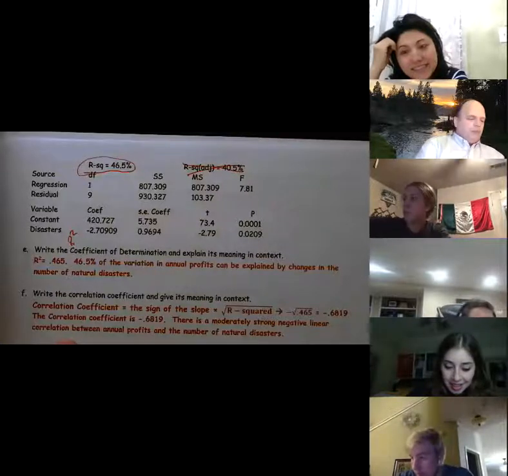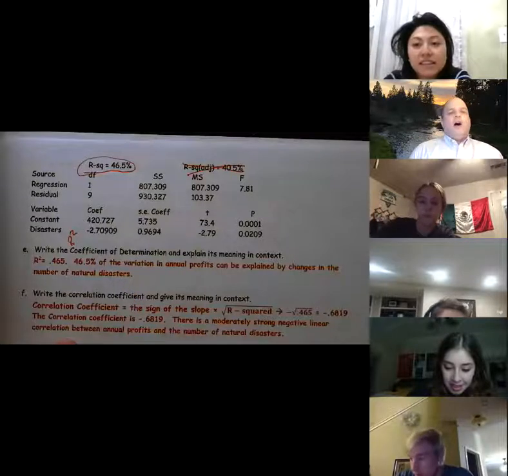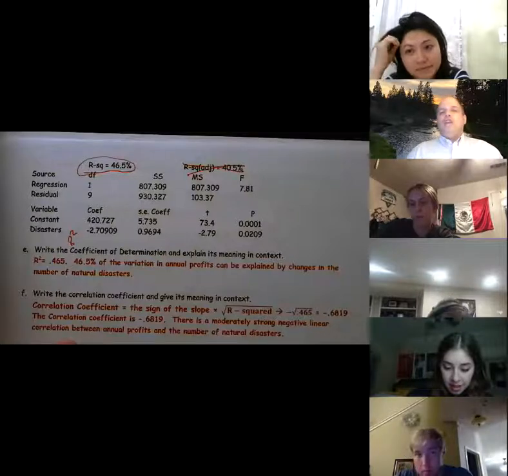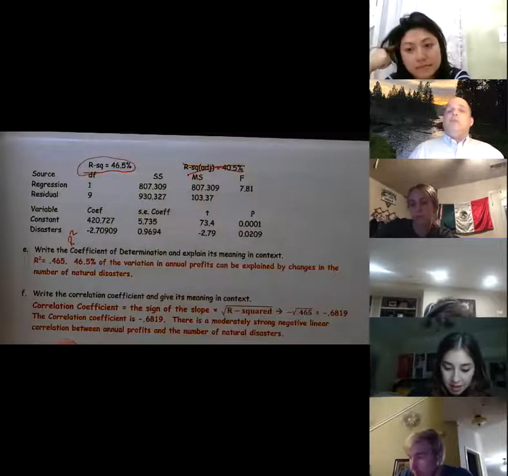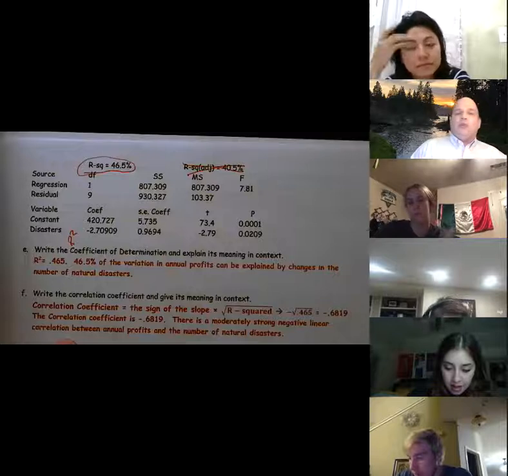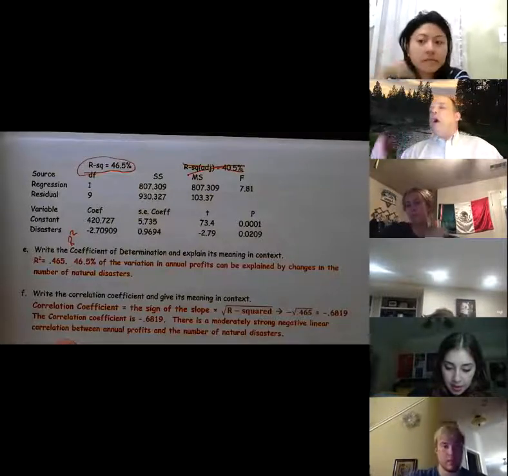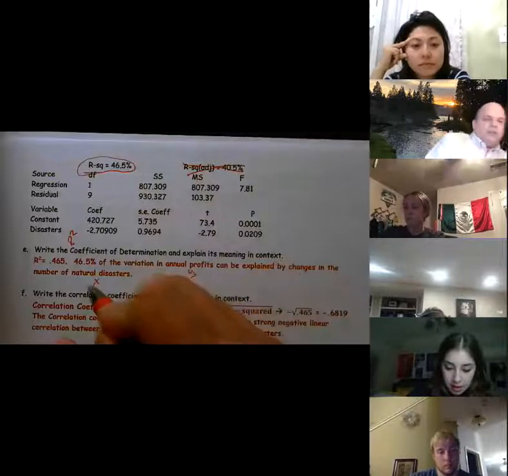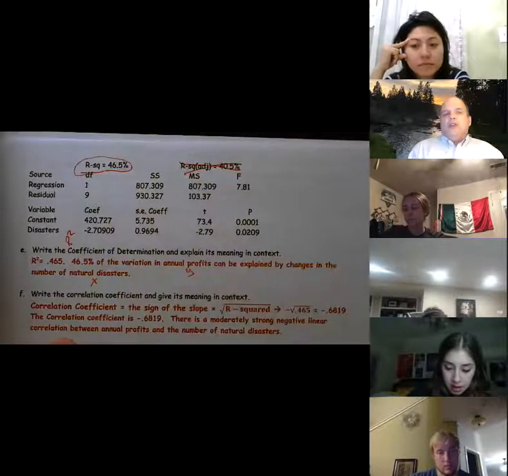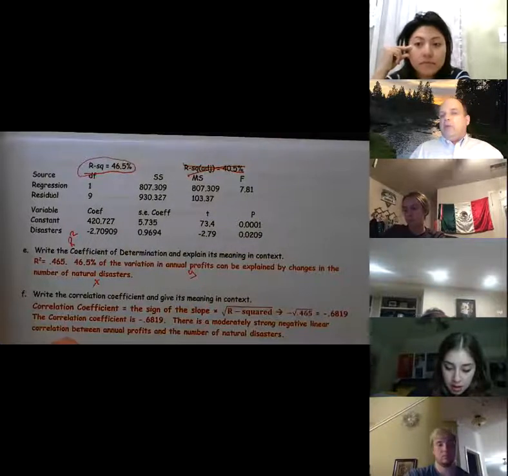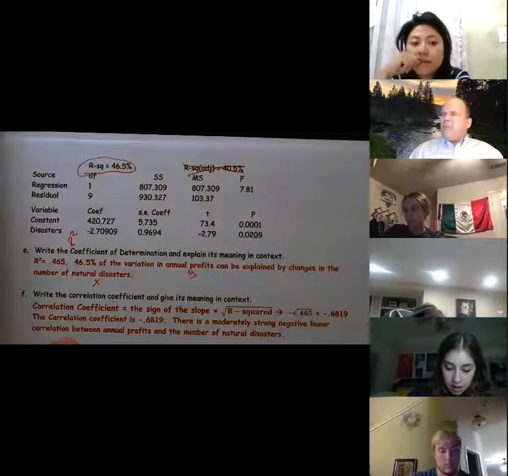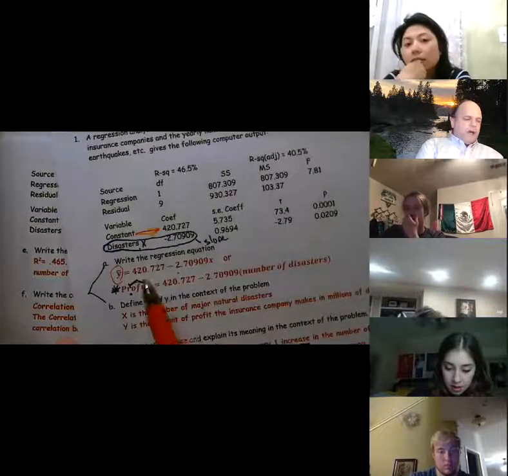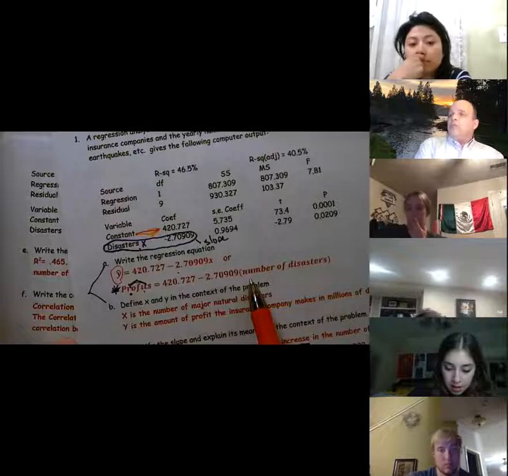All right? So what does it mean? This is directly off of page 206. 46.5% of the variation in annual profits can be explained by changes in the number of natural disasters. The variation in Y can be explained by X. So this was Y and this is X. So the coefficient of determination just tells you the variation in Y that can be explained by changes in X. And that sort of makes sense because our linear model was trying to predict our profits based on the number of disasters.